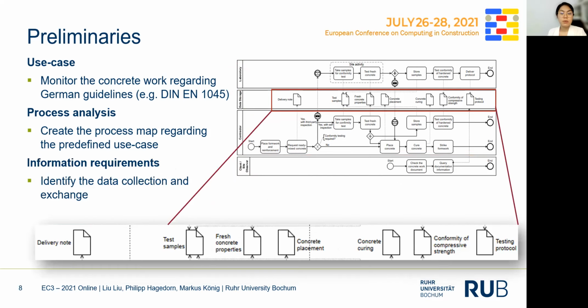To regard our purpose of collecting the as-built information, we focus on the data generated during the whole work process. It is an interactive process between the contractor and the laboratory with many data exchanges. Combined with the national technical standard, as we used here the German guideline, for example, DIN EN 1045, we can identify the information requirements. It supplies the basis for modeling the ontology.